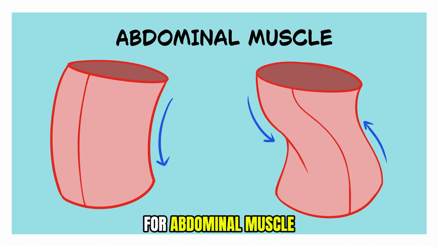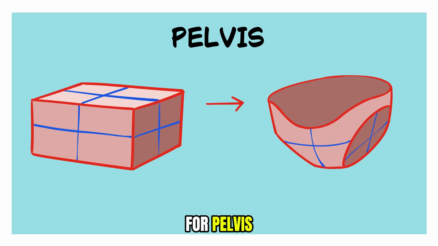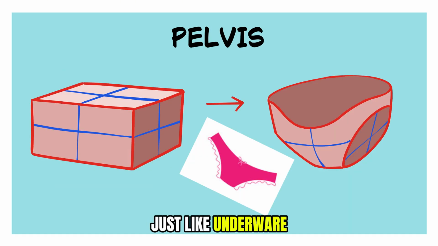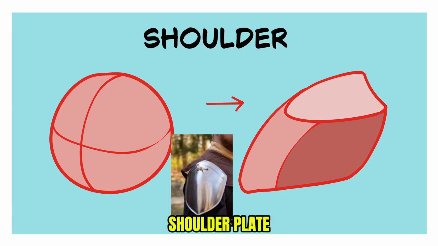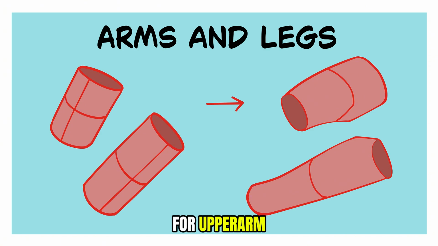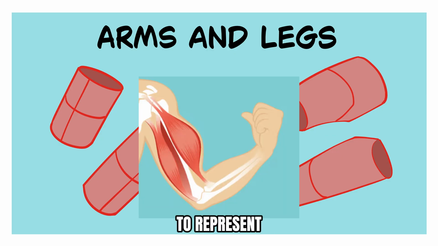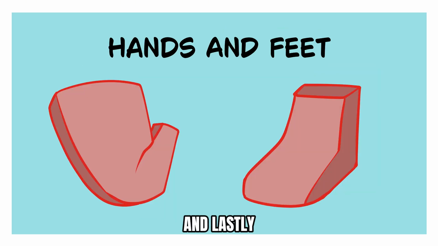For abdominal muscle, it's just a cylinder that bends and twists. For pelvis, you can think of it just like an underwear. For shoulder, it would look like a shoulder plate. For upper arm, lower arm, and upper leg and lower leg, it's just cylinders with added bumps to it to represent the muscles around it. And lastly, for hands and feet, you can simplify them into these shapes.